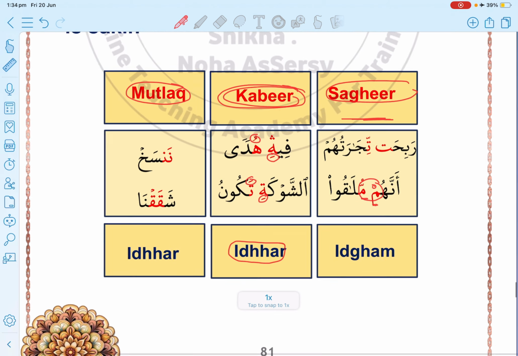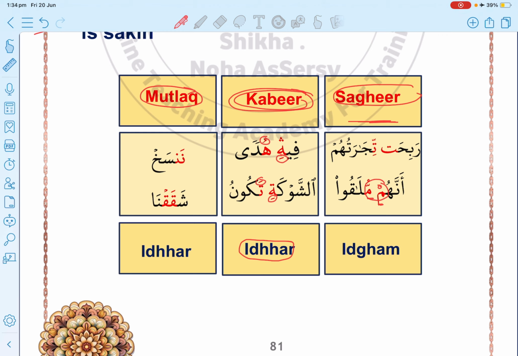I have a question here. Why did we call it the mutamathilan صغير, or idgham mutamathilan صغير? Because we don't need much effort to merge them: أنهم ملاقو. It's very easy, so we call it صغير. Why did we call it كبير? Because here we need more effort to pronounce it: فيه هدى. It's not easy as in the صغير.